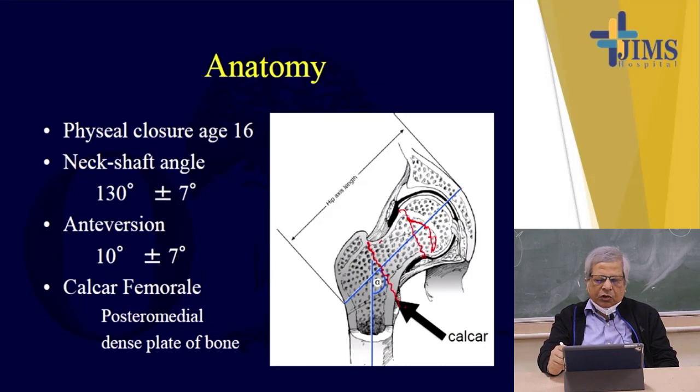And this is the strongest part of the femoral neck. There occurs condensation of trabeculae. This is called the calcar femorale. Calcar femorale is a posteromedial dense plate of bone. This is the line of weight bearing here. So that's why this is a dense part of bone.